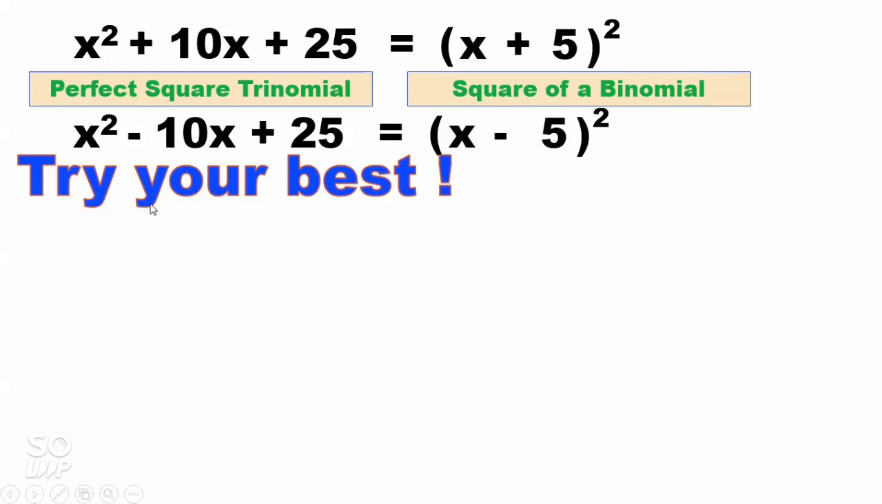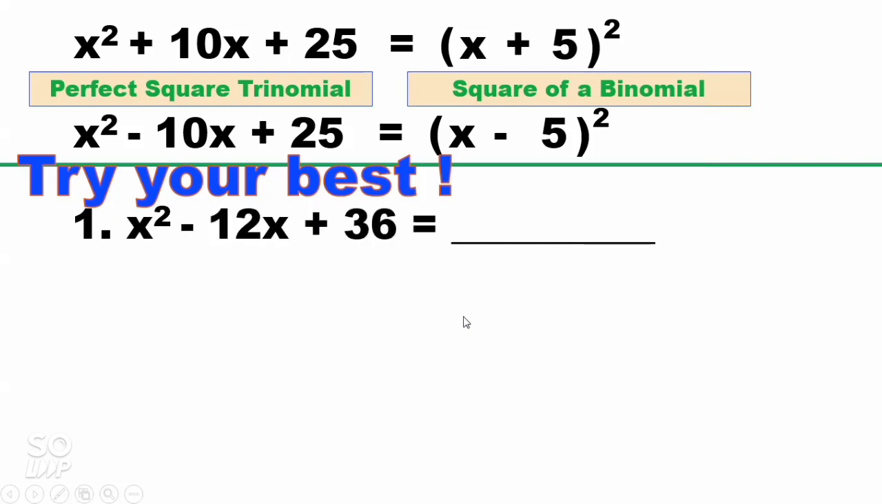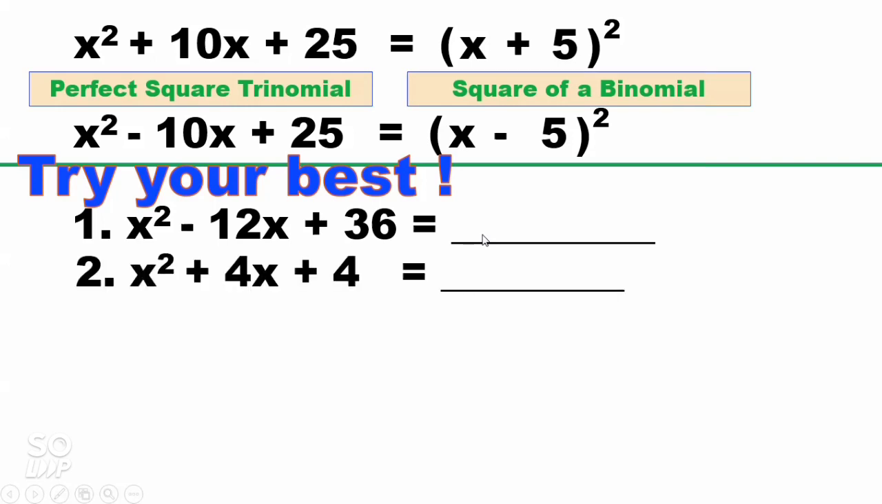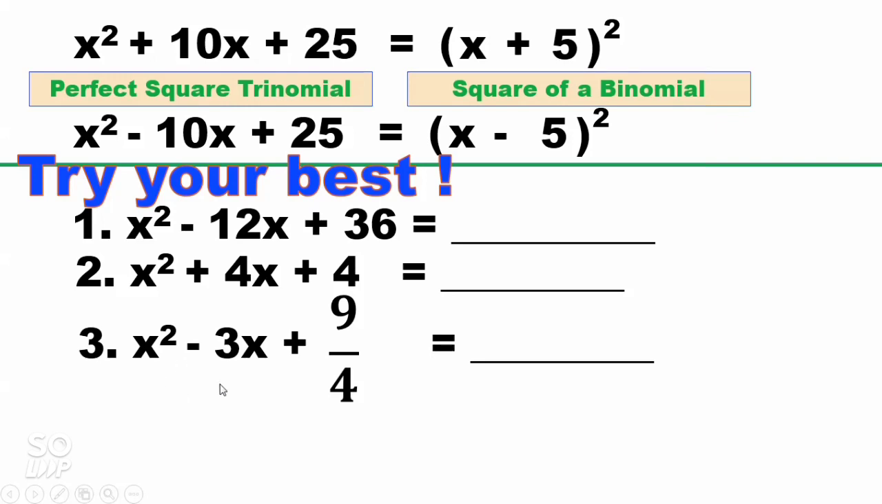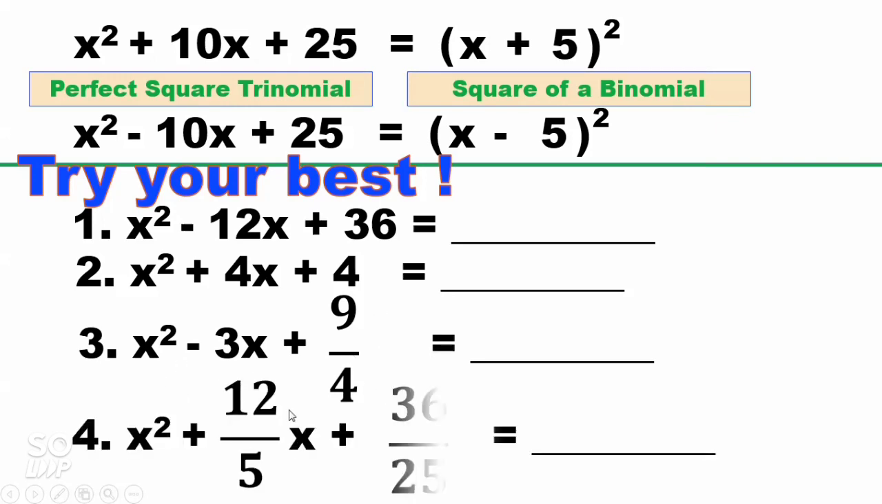Okay, so next, try your best. It's your turn. So, we have the number 1, x squared minus 12x plus 36. Number 2, x squared plus 4x plus 4 equals blank. Okay, so you're going to express the following perfect square trinomial to the square of a binomial. And number 3, we have x squared minus 3x plus 9 over 4. And number 4, we have x squared plus 12 over 5x plus 36 over 25. Okay, so, and this is the answer for the activity number 1.